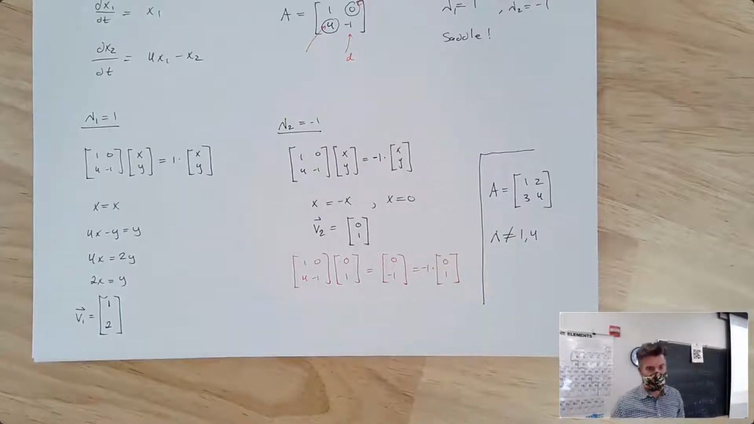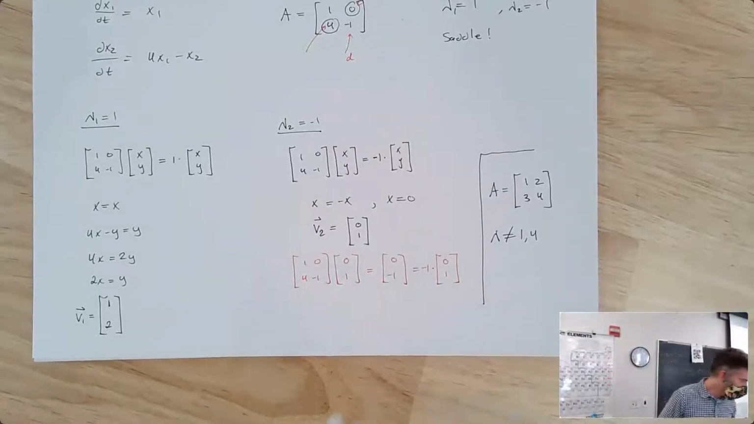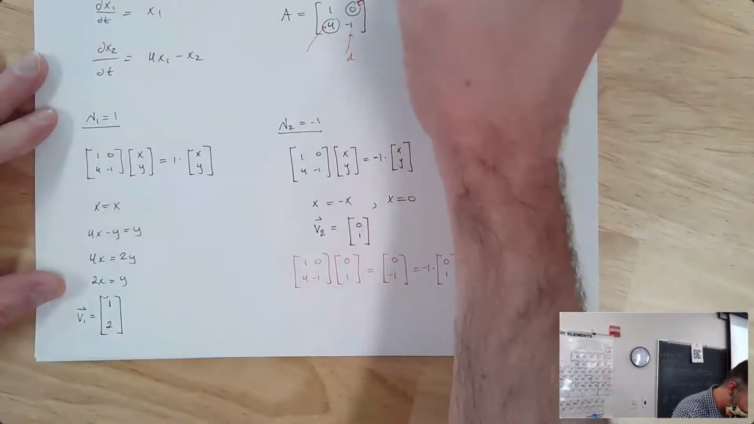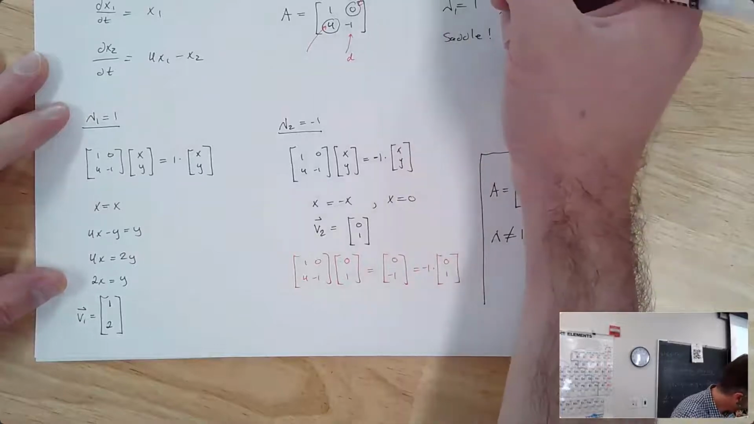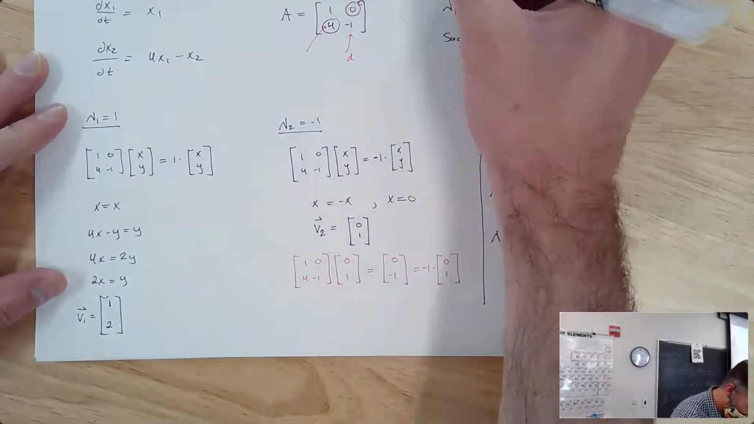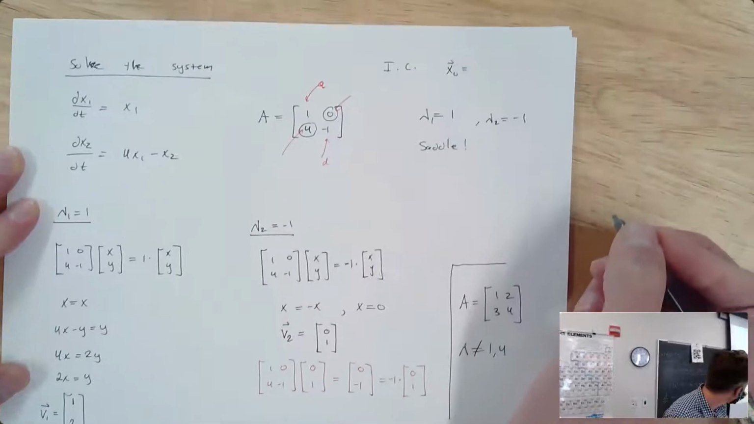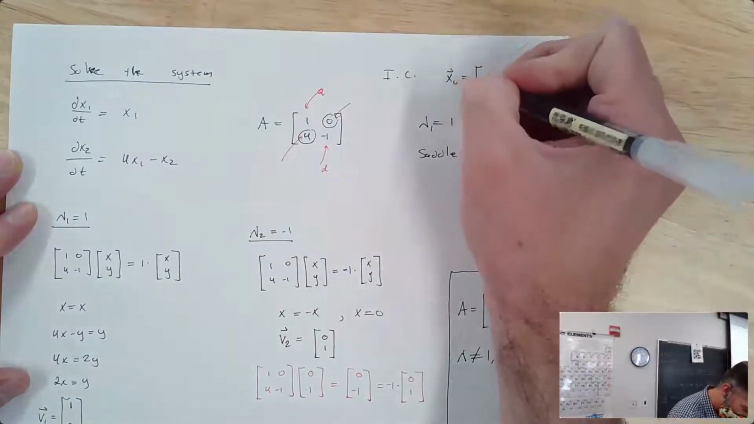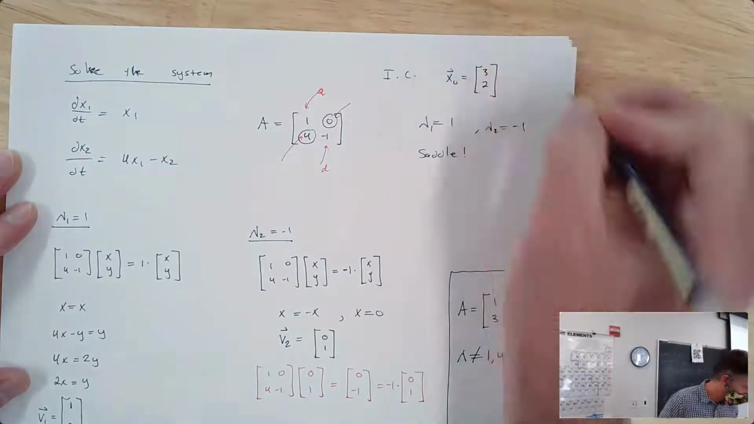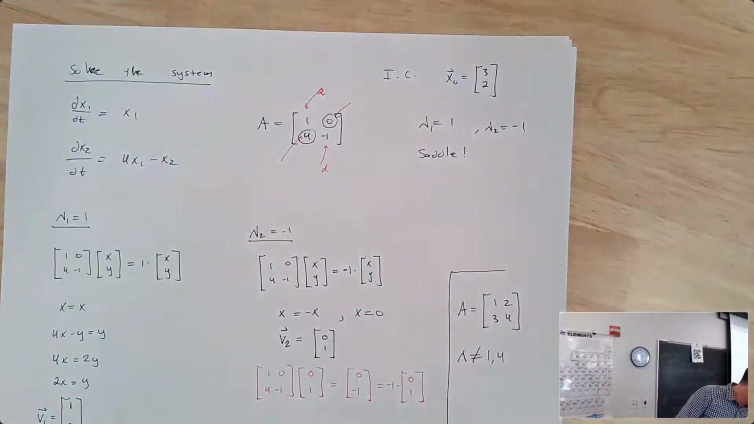So now we have all the pieces to write our solution. Well, almost. I forgot one piece that's important, which is in the book here. I forgot the initial condition. Our initial condition is also that x sub 0 as a vector is 3, 2. That's our initial condition, right?